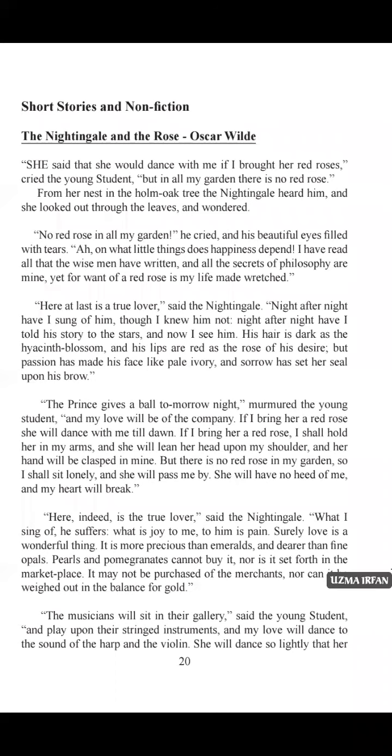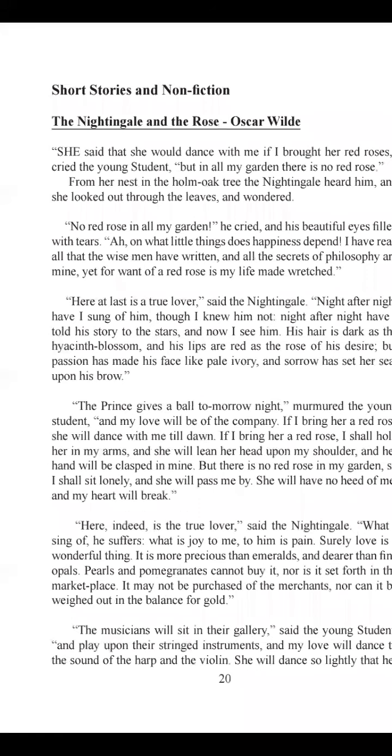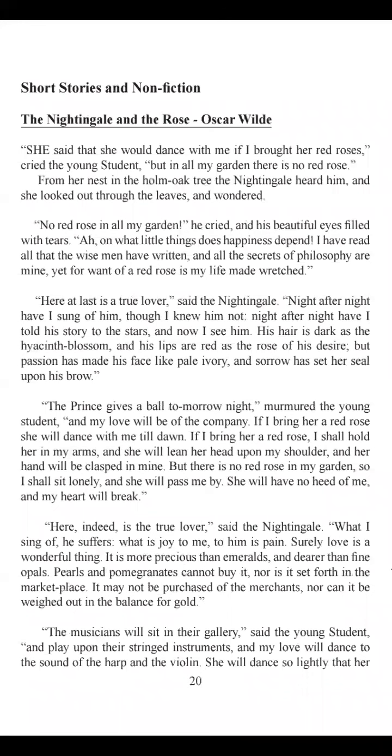So that girl has said the boy she will dance with him if he brings a red rose, cried the young student. The word young shows how the love develops, right? "But in all my garden, there is no red rose." "From her nest in the holm oak tree, the nightingale heard him, and she looked out through the leaves and wondered." When this young boy was crying about this matter, it was heard by a nightingale, a small bird who was in the oak tree in his garden.